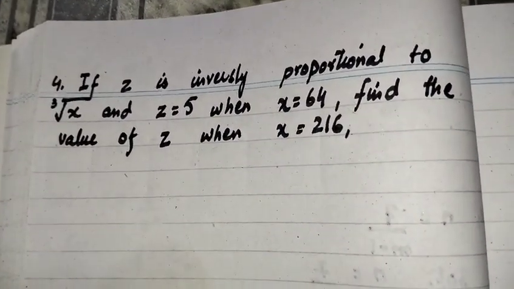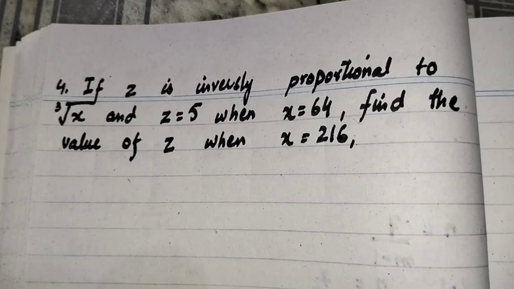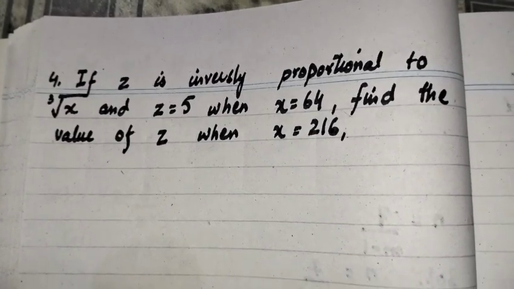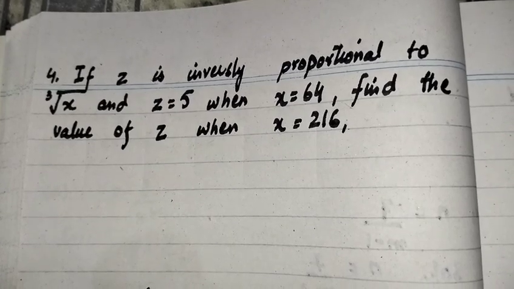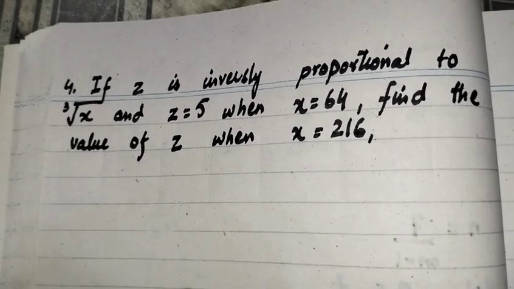Bismillahirrahmanirrahim. Question number 4. If z is inversely proportional to the cube root of x, and z is equal to 5 when x is equal to 64, find the value of z when x is equal to 216.